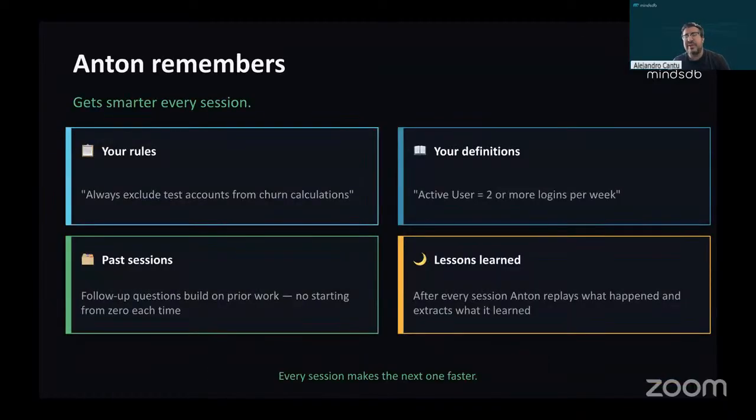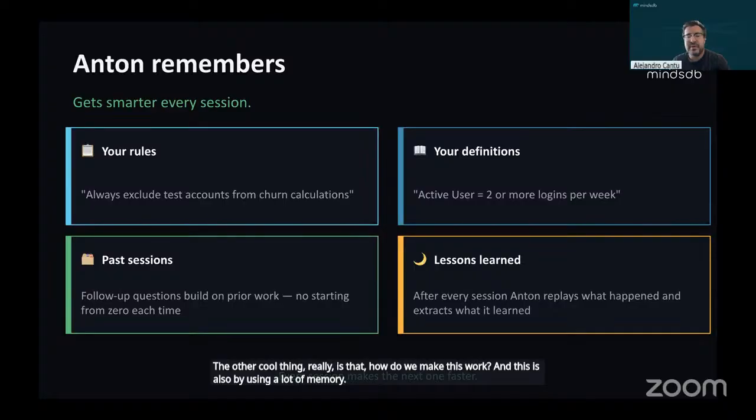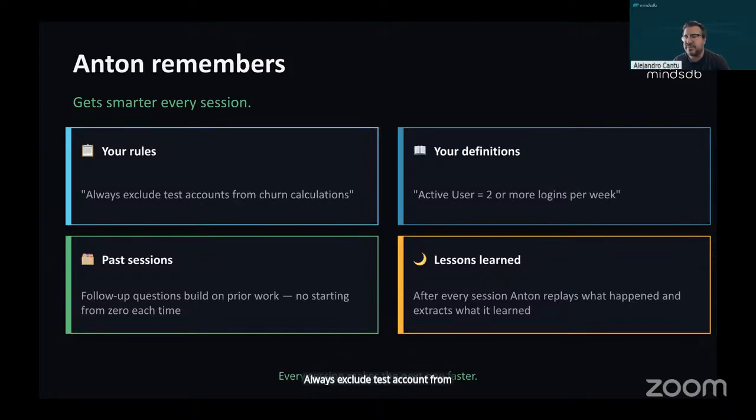The other cool thing is how do we make this work? And this is also by using a lot of memory. Anton remembers. There are pretty much four main things in how Anton's memory works, so let's talk about this. The first is rules, definitions, or topics. Anton will always remember if you tell him what he needs to remember. For example, always exclude test accounts from churn calculations. Active users do more logins per week.